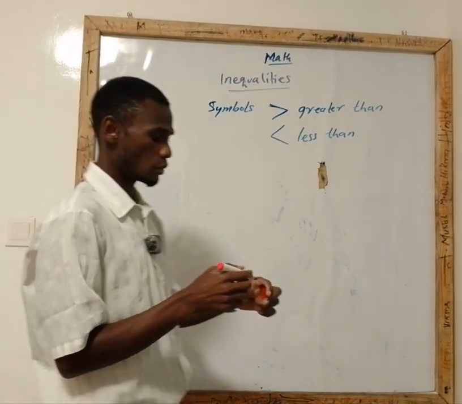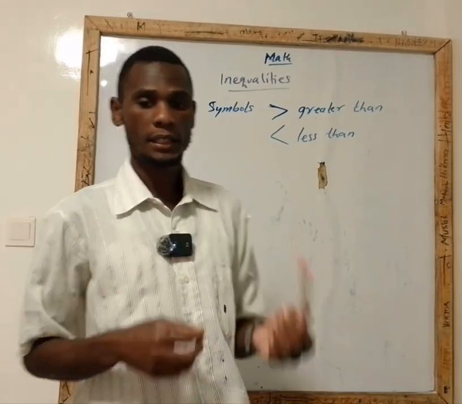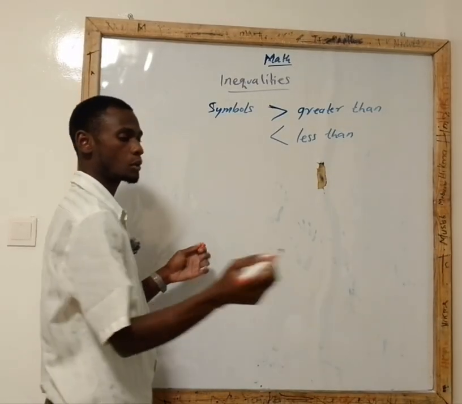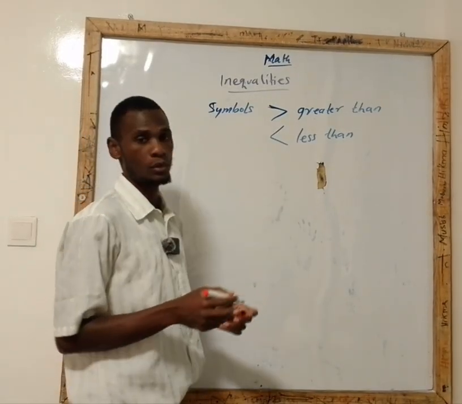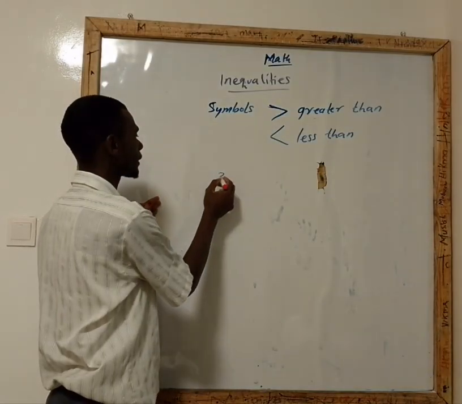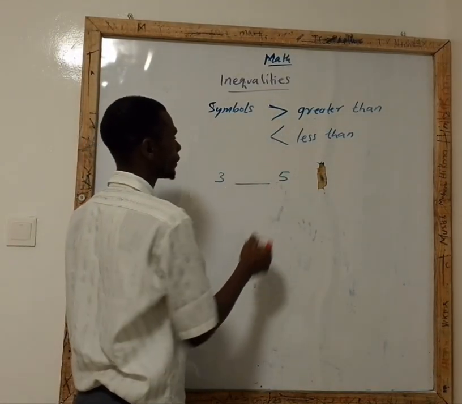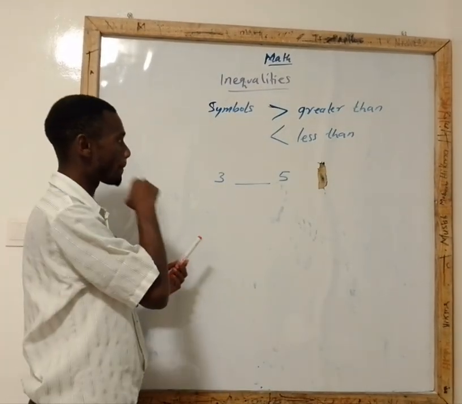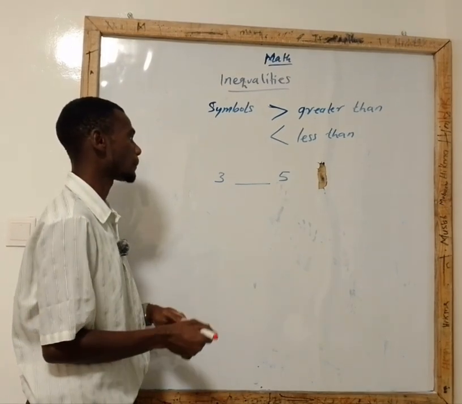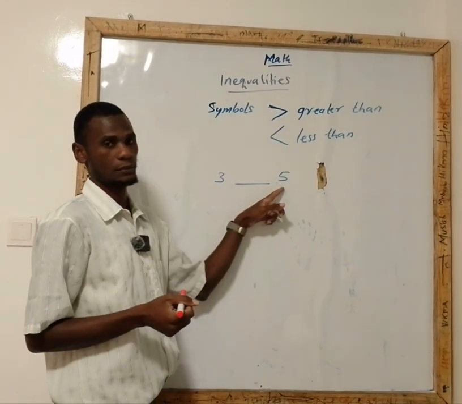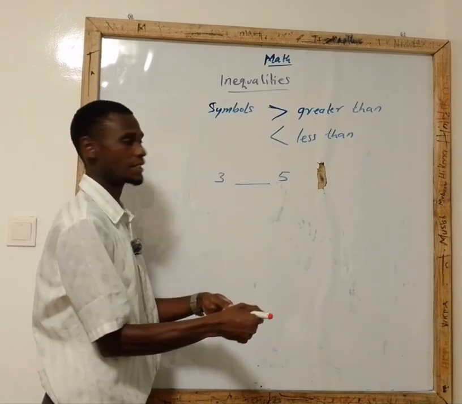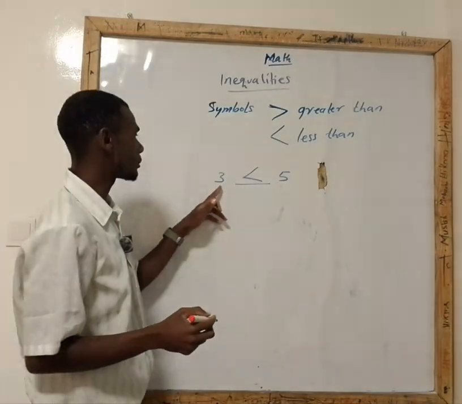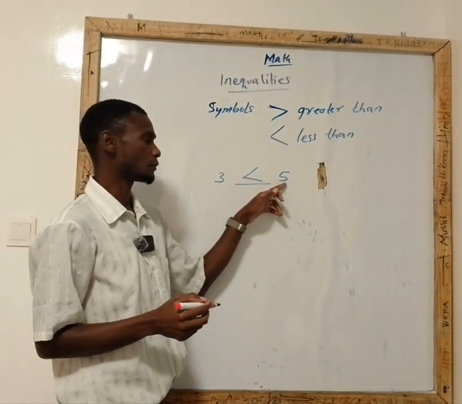Sometimes you can be told to use these symbols to complete a sentence. For example, somebody can give you two numbers and ask you to insert one of those symbols, like 3 dash 5. You are asked which symbol you can fix there to make that statement complete. So 3 is less than 5. We'll use the symbol of less than, the one that faces the left hand side. So we'll insert it there. This symbol means 3 is less than 5.